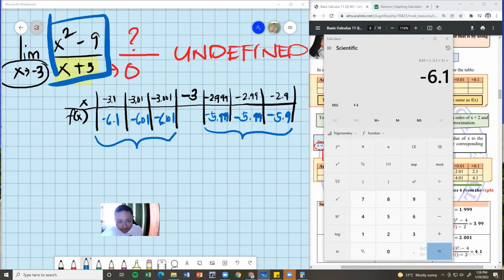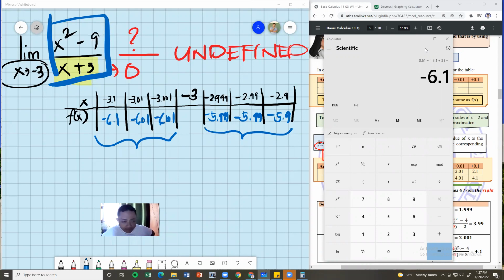Let me see. Okay, good. And we got the same answers based on those who solved theirs. So we were able to get the same values. Now, looking at this, ito yung sinasabi natin, as x approaches a certain value for x, merong papalapit ng papalapit yung value natin. And so this is what we mean by limits.